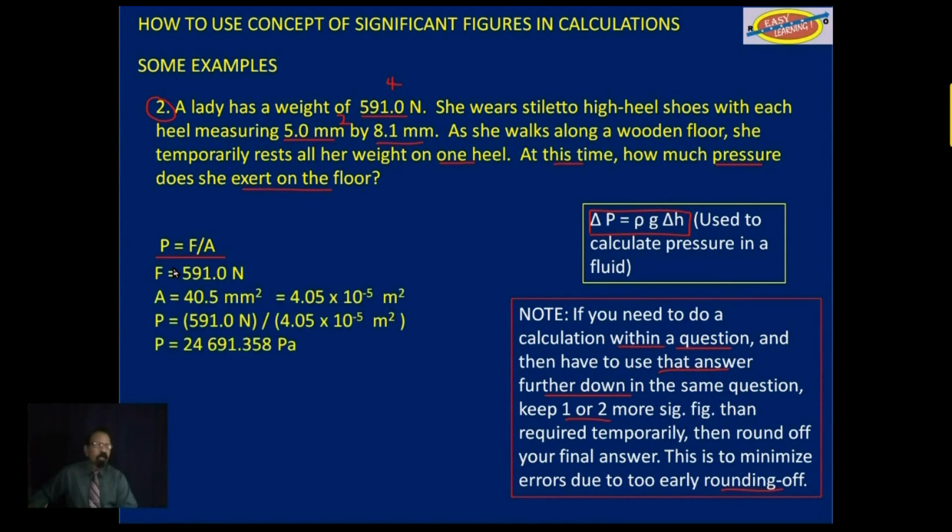So, let's see. We know that the force or the weight is 591.0 newtons. We know that the area, if we multiply 5.0 by 8.1, we will get 40.5 square millimeters. And if we convert square millimeters to square meters by dividing by a million, this is the answer we will get, because this formula, pressure in pascals, is equal to force in newtons divided by area in square meters. So when we divide that, we get this answer.